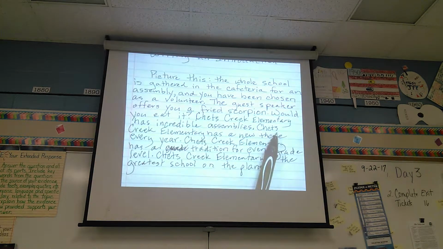Then the second main idea sentence right from my planning sheet. Schitt's Creek Elementary has a new theme every year. And then the third main idea right from my planning sheet. Schitt's Creek Elementary has a tradition for every grade level. And then, remembering our checklist, it says to end the introduction with a thesis statement. I go again back to the planning sheet, copy the thesis statement at the end.